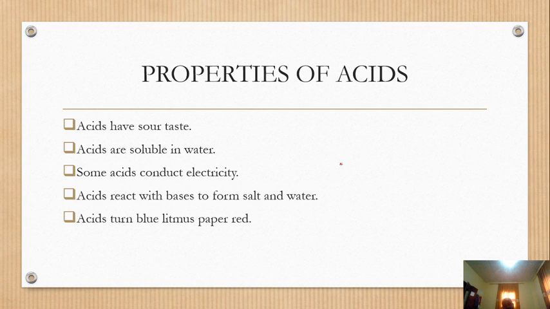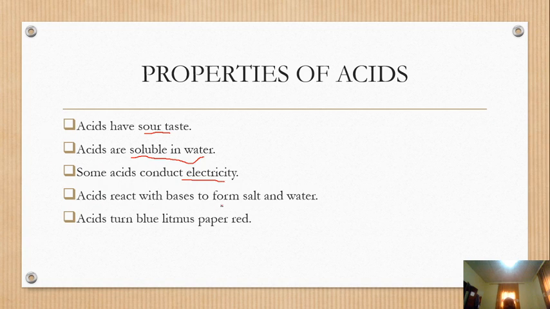Properties of acids. For you to call a substance an acid, it has to have these properties. It has to taste sour. Acids are soluble in water. If you mix them in water, they will dissolve. Some acids conduct electricity. If you put an electrified piece of wire in water and in acid, and you dip your finger in, you'll feel the electric shock.